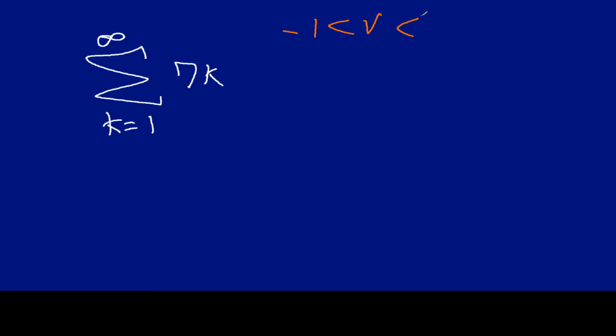Let's do one more. So this time, instead of having the terms, we're going to start with the summation notation formula, if you will. So I got the following. I start with K equals 1. I have infinity right here, and then I have 7 to the K. All right. So this one, again, we just go back to our original plan here, negative 1 < R < 1.